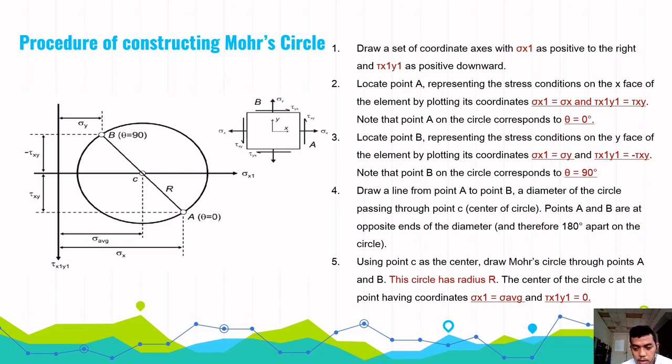Next, by using the point C as the center, we can draw the Mohr circle through points A and B. The circle has a radius R. The center of the circle C is at the point having coordinate sigma x1 equal to sigma average and tau x1y1 equal to 0.